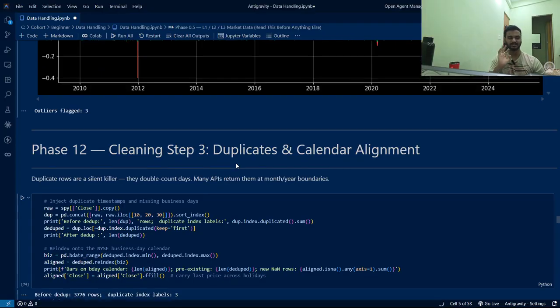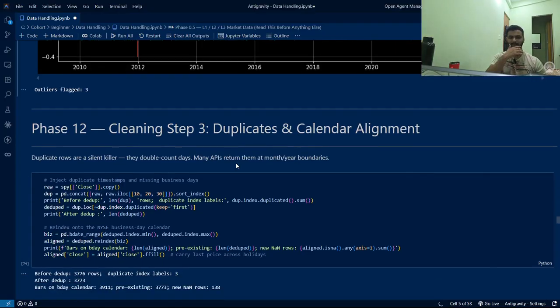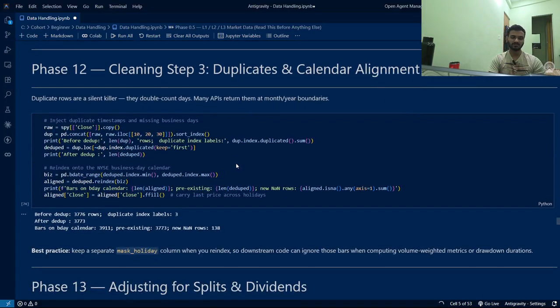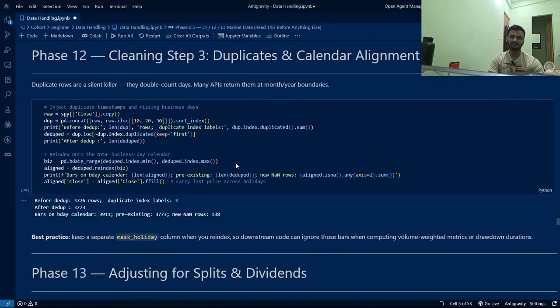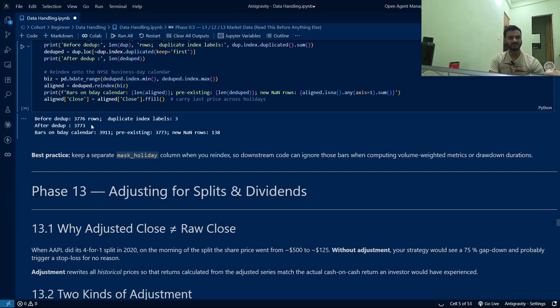Then you've got your cleaning step 3, for duplicates and calendar mismanagement. So duplicate timestamps or duplicate rows are a silent killer. They double count the days. Many APIs return them at month and year boundaries, and you can just drop them. And as you can see in the code here, after cleaning, three duplicate index labels were deleted.